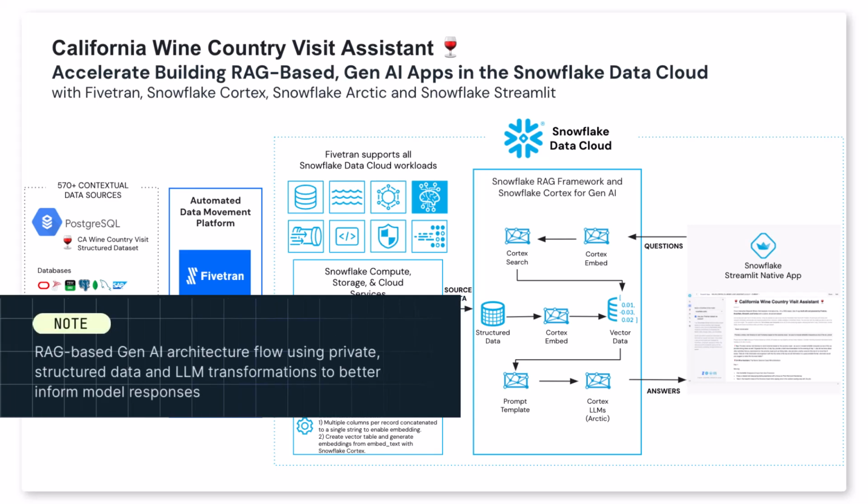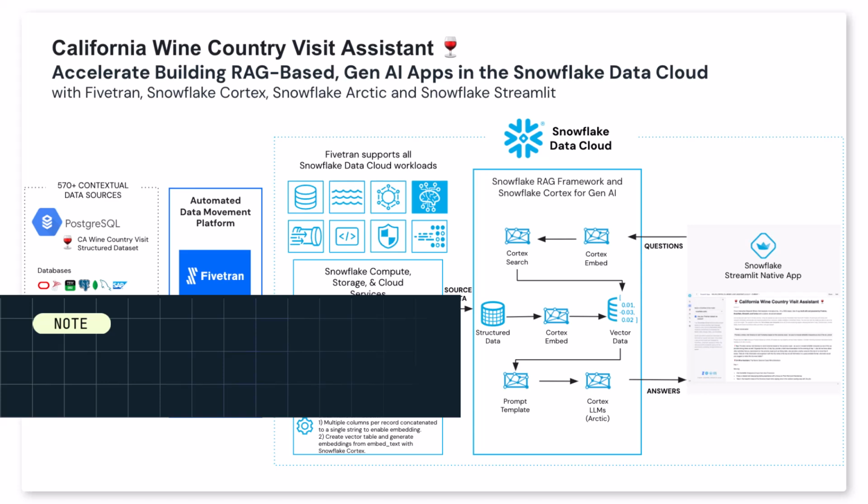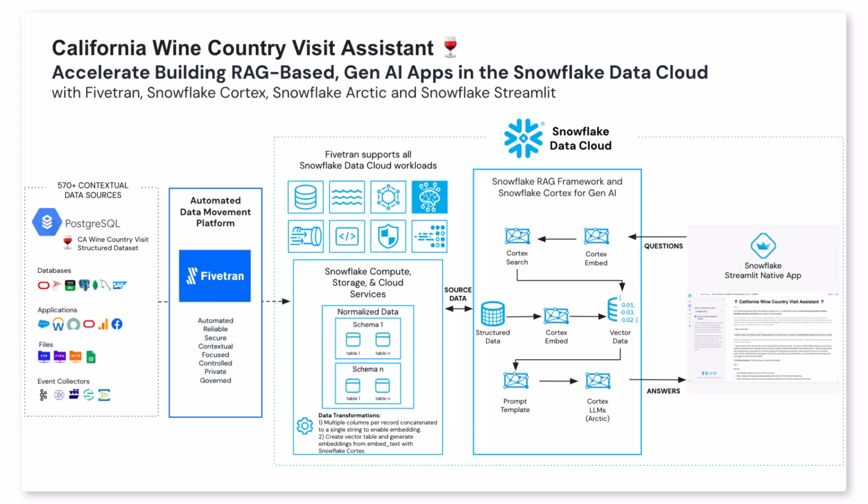For this RAG app, we're using a custom private data set stored in a structured format in a relational database. The structured data set has over 700 wineries across all of California's diverse wine regions. By the end of the demo, we'll have a functional Cortex AI assistant that can help plan wine country visits, provide detailed information about wineries, even create personalized itineraries.